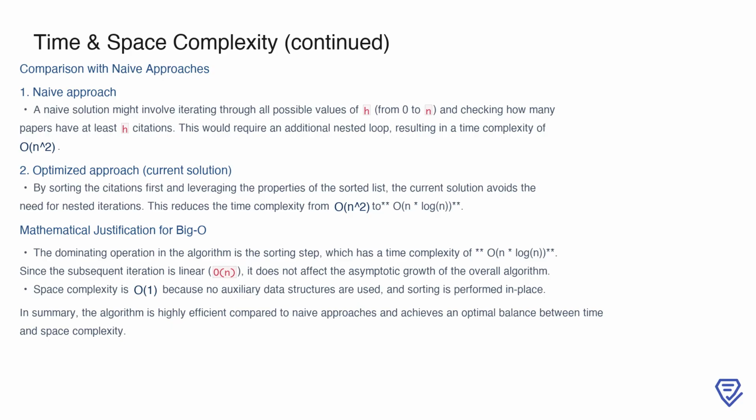Mathematically, the sorting step dominates the overall time complexity, while the linear iteration step does not affect the asymptotic growth. Additionally, the in-place sorting ensures a space complexity of O(1), as no extra memory is allocated. In summary, the optimized algorithm strikes an excellent balance, improving efficiency significantly compared to naive approaches.